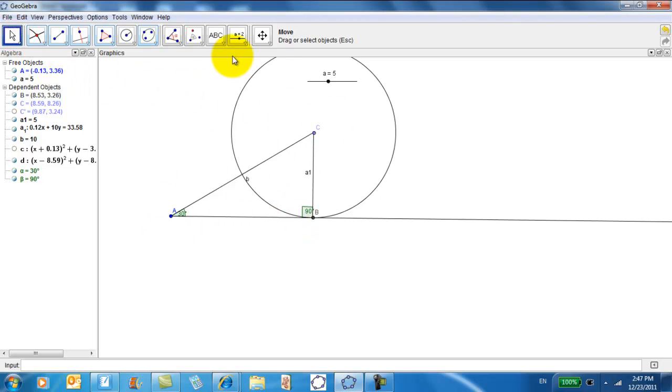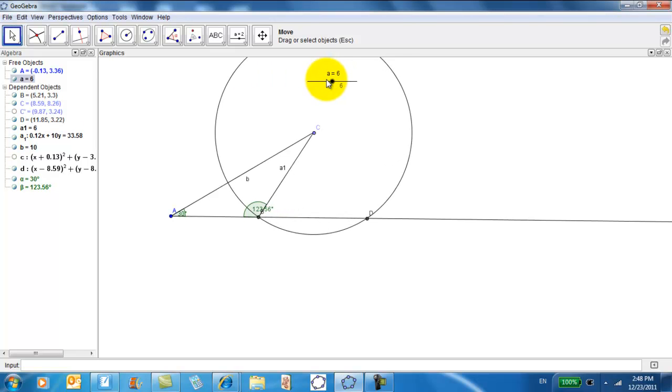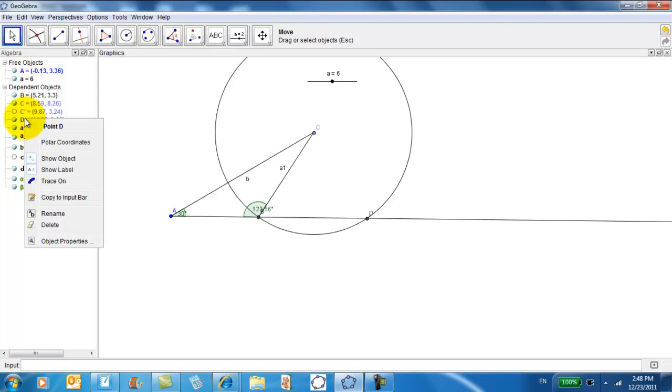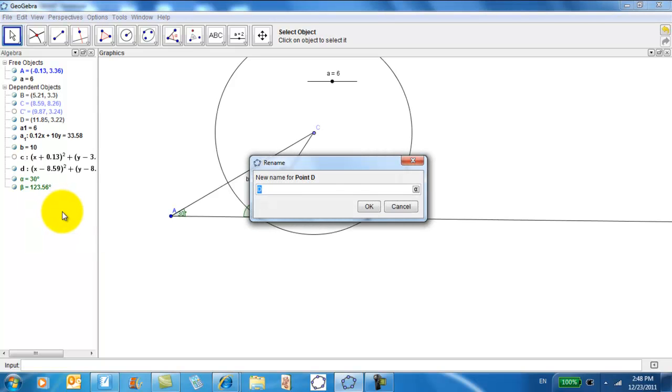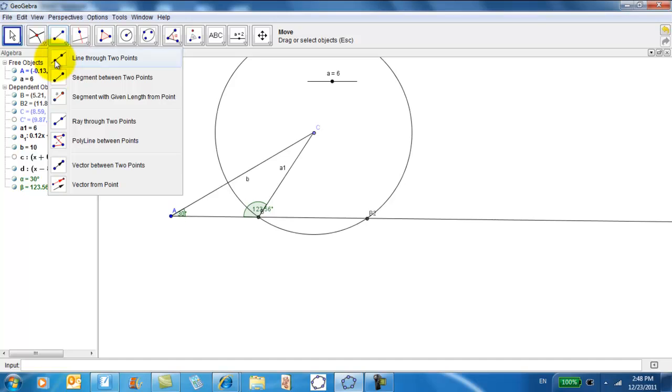Now, though, when we move the slider up to 6, we generate this other point over here, this D point. Let's relabel that as B prime, or let's call it B2, because it's a second option. And I'm going to put a little dashed line in between that. Let's make the segment.